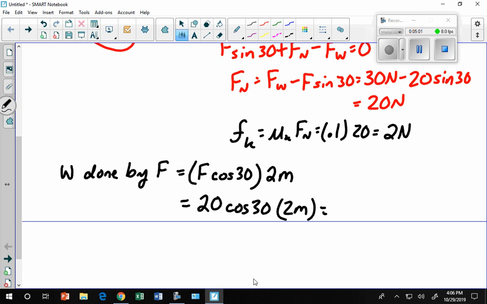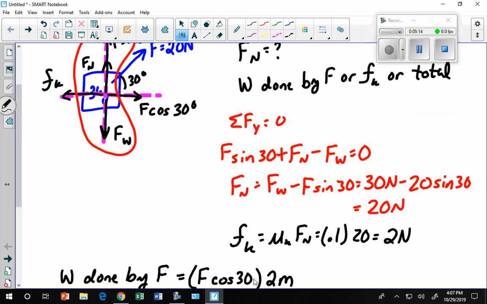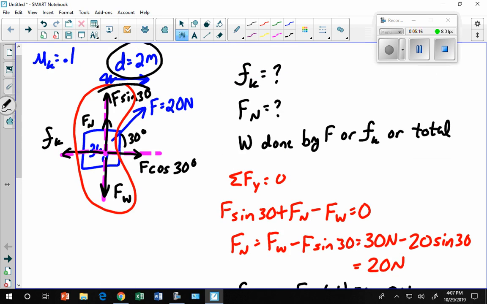Okay, I trust you. I'm almost done. Yeah, so 34 or 35. We'll just call it 35 joules. So that's the work done by F. Not the whole force. The whole force doesn't do work. There's a component of that force, this component right here, that does no work at all.